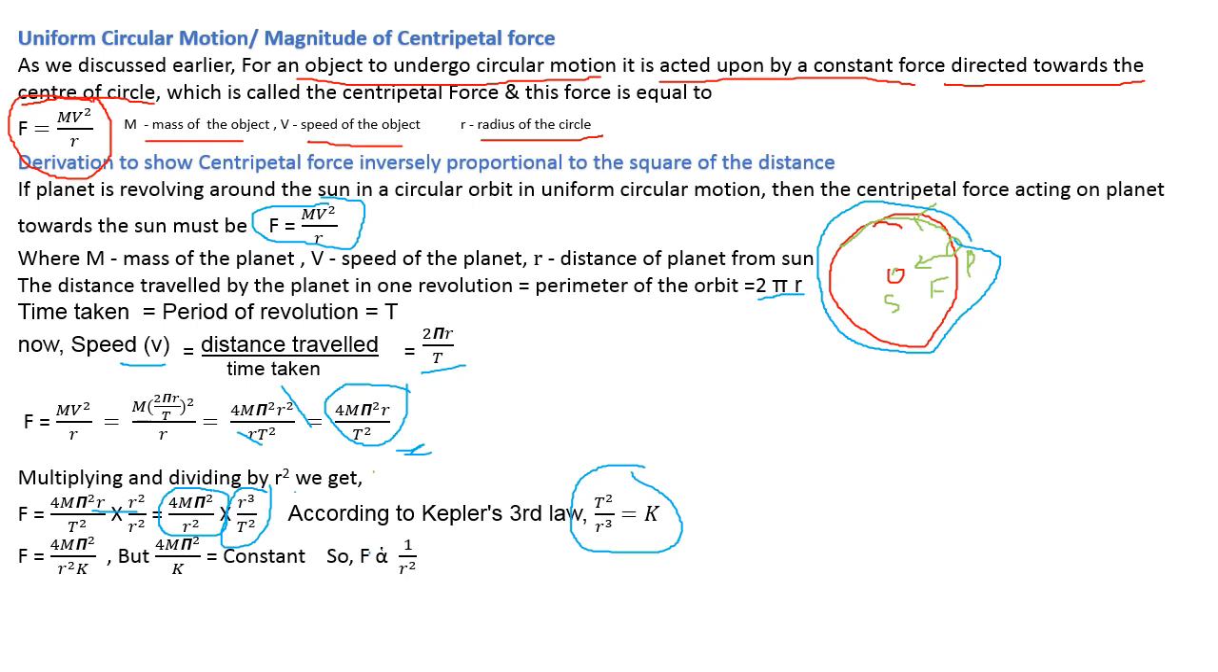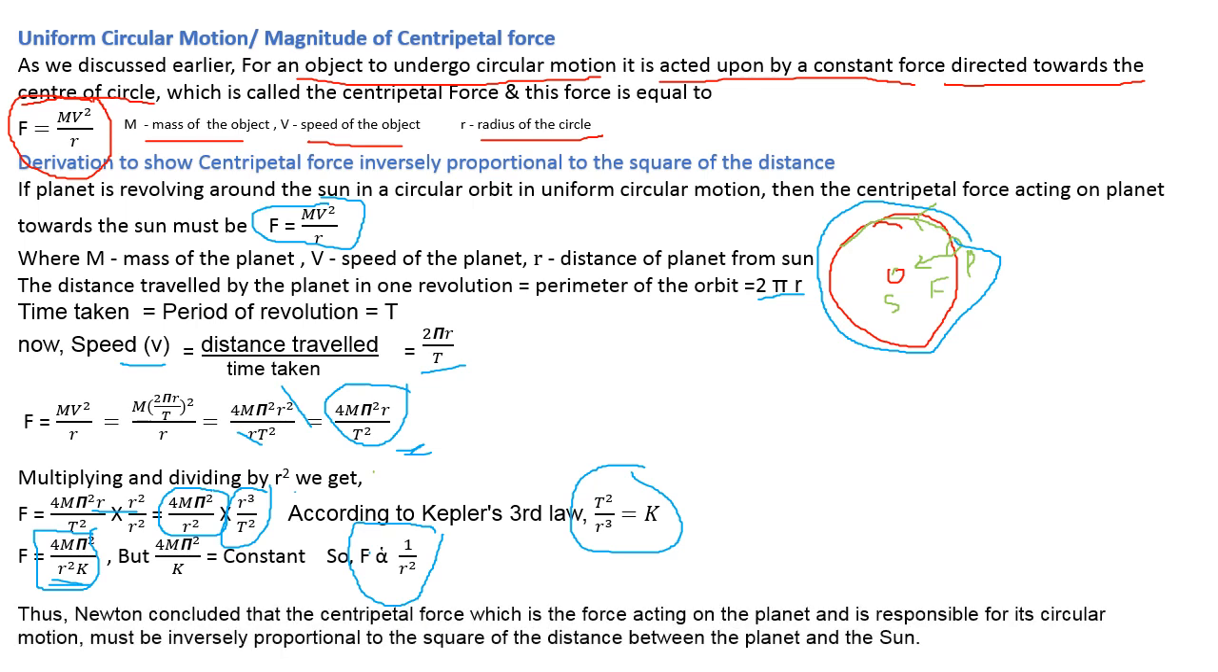But 4m, π² and k, in this formula all these are constants, so what is only changing is the r². Okay, and therefore we say F is proportional to 1 upon r², and that is what we have to prove. That is the topic we have said, we have to prove that F is proportional to 1 upon r². I hope you have understood the concept.